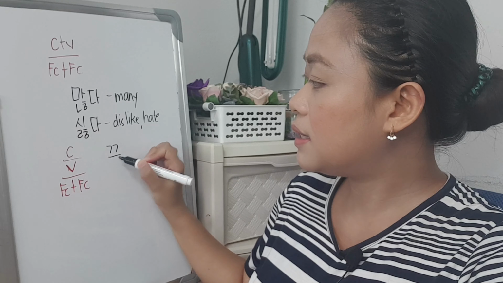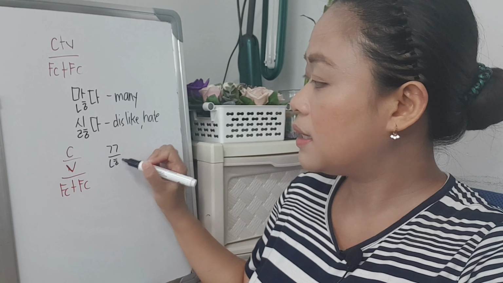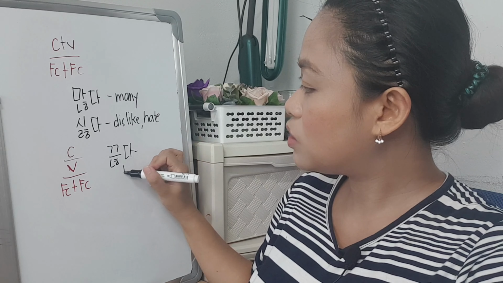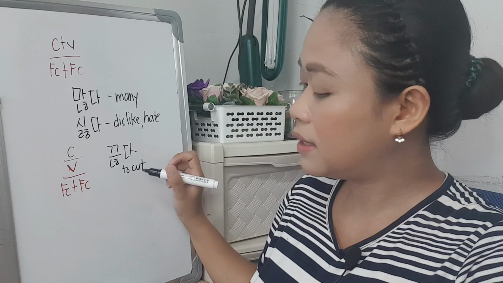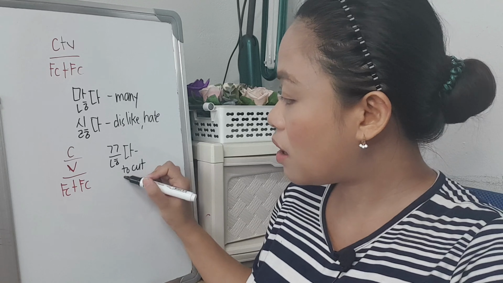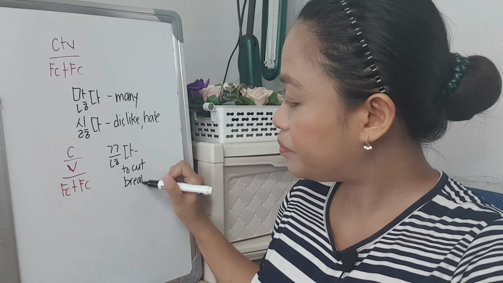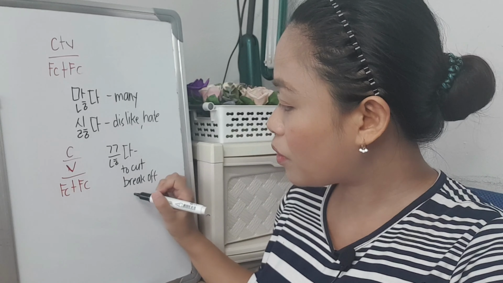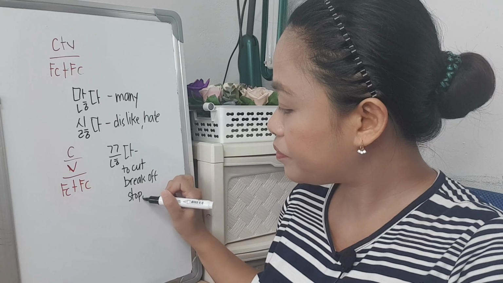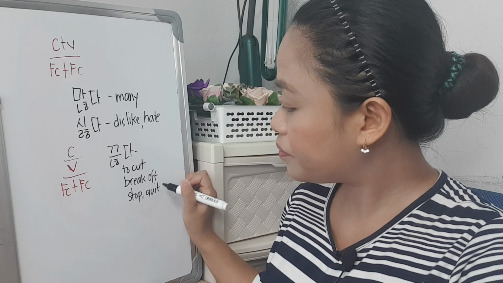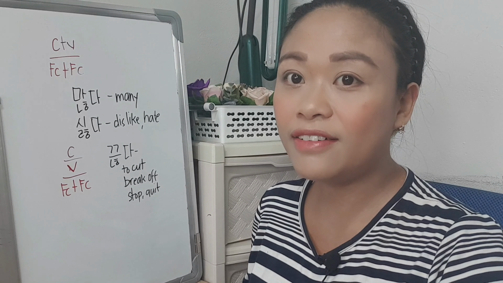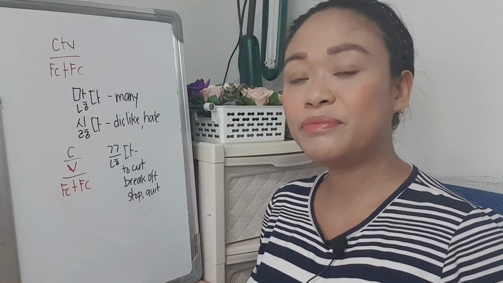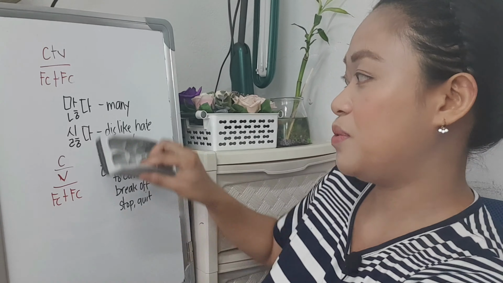There's another form, which is the consonant, the vowel, and the final consonant plus the final consonant. Example of this is kanta. It means to cut, to break off, or stop or quit. These are the forms of the writing formation, or the writing pattern, of the Korean language.